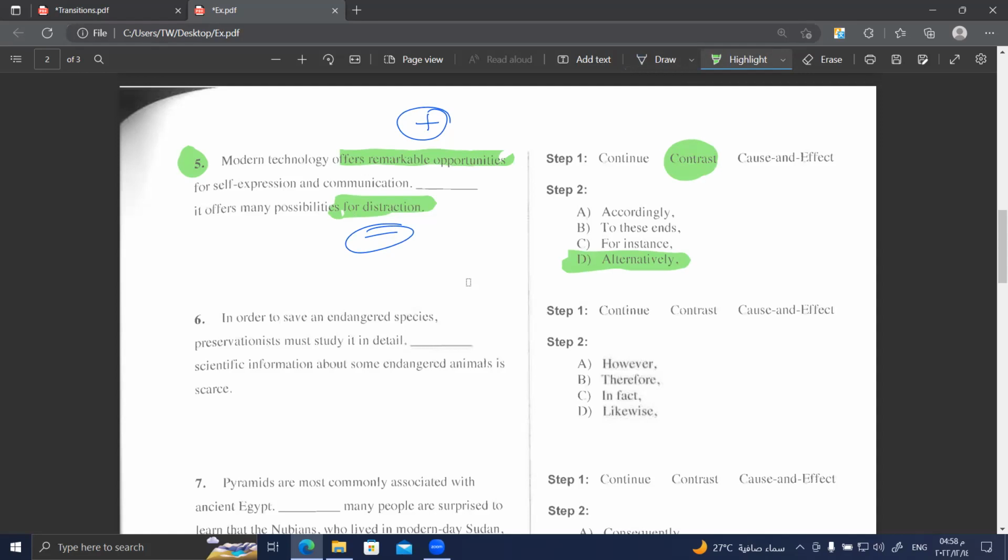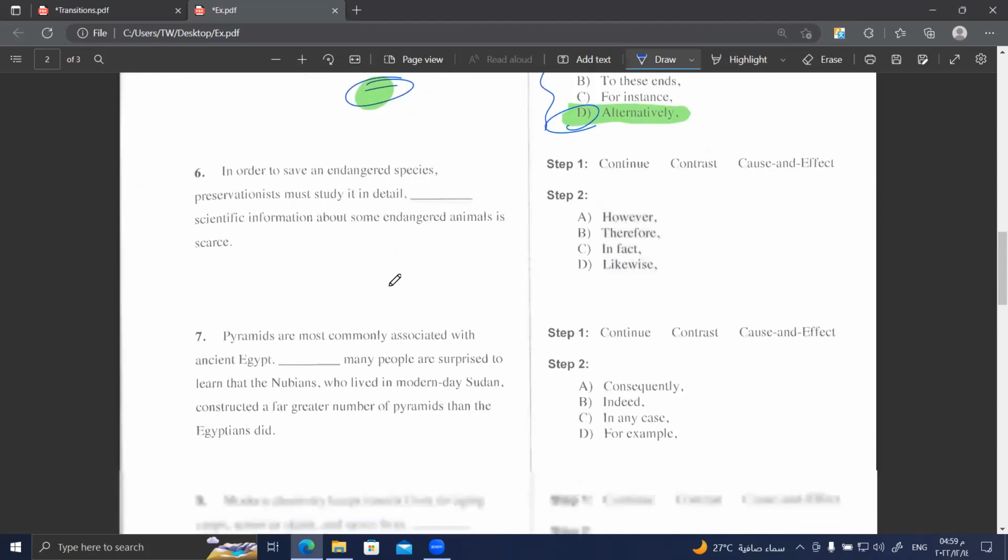That is what I choose, because what comes before is positive, what comes after is negative. How did I know that what comes before is positive? Because describing something as offering remarkable opportunities, that is pure positive. Describing something as a possibility for distraction, it is pure negative. So it is contrast. The only word that indicates contrast is D. Easy. Think it this way, please. Number 6. Send the answer.